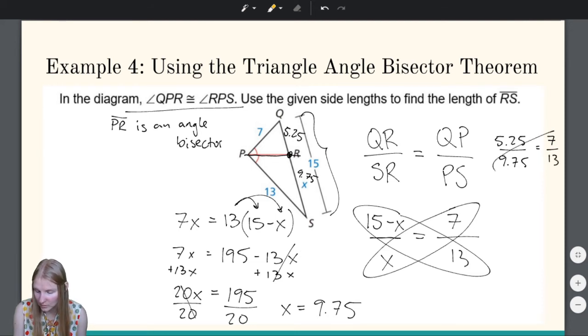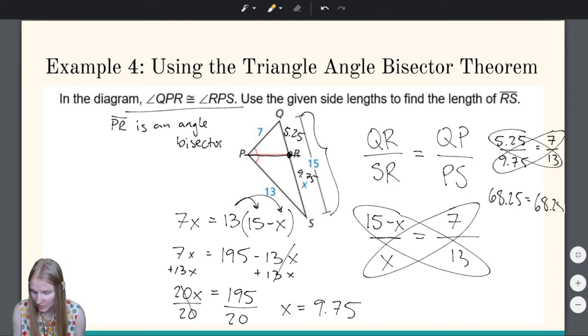So let's cross multiply and see. 7 times 9.75 is 68.25, and that should be equal to 13 times 5.25, which is 68.25. So it might be a little weird that we got a decimal, but we checked.